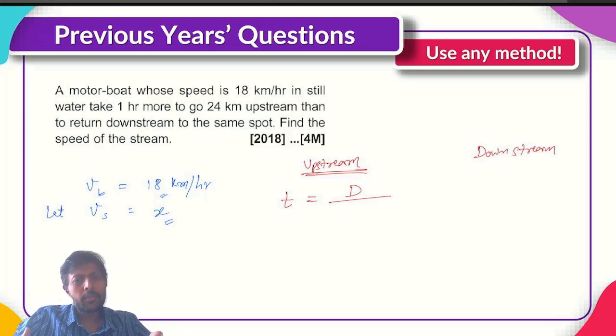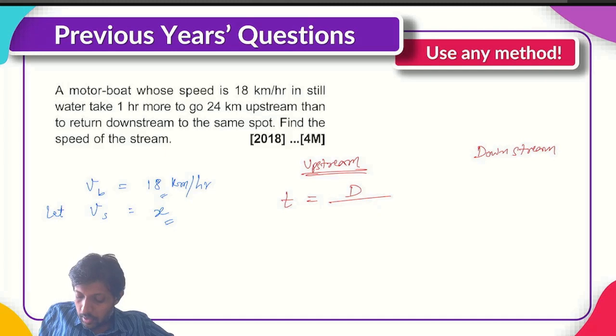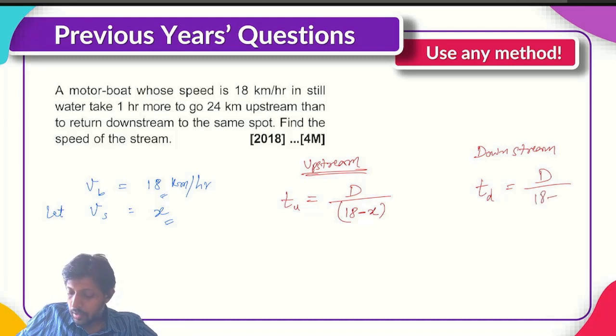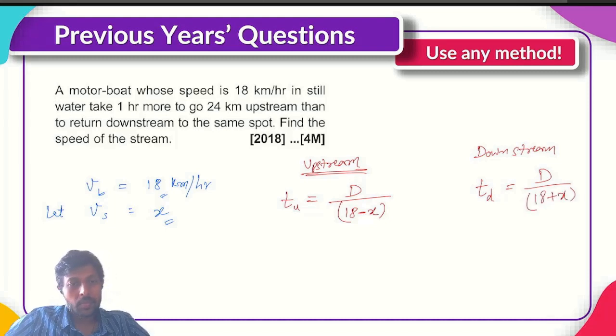Can you tell me what would be the velocity if the boat is going against the flow? The effective velocity will reduce, right? So this much time will be taken if the boat is going upstream. Time downstream would be the same distance d upon this much. This time it is coming with the stream, so the velocity is going to get added.